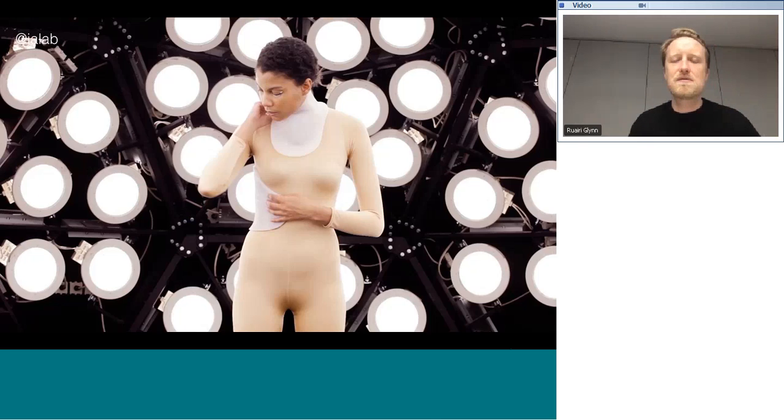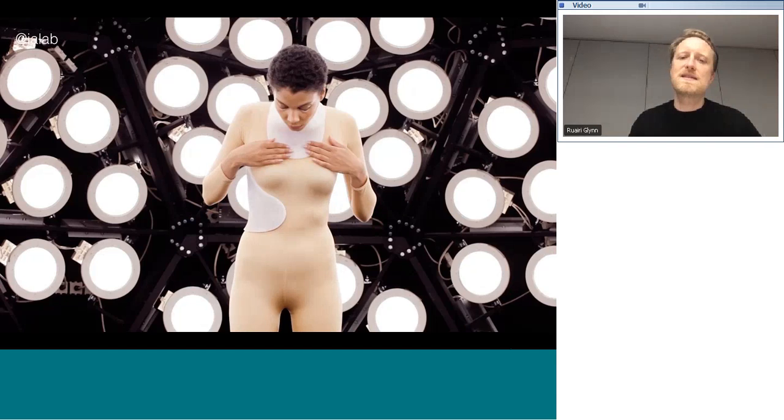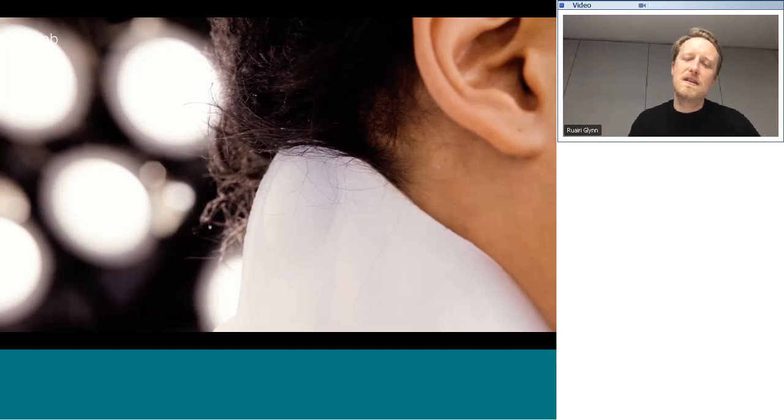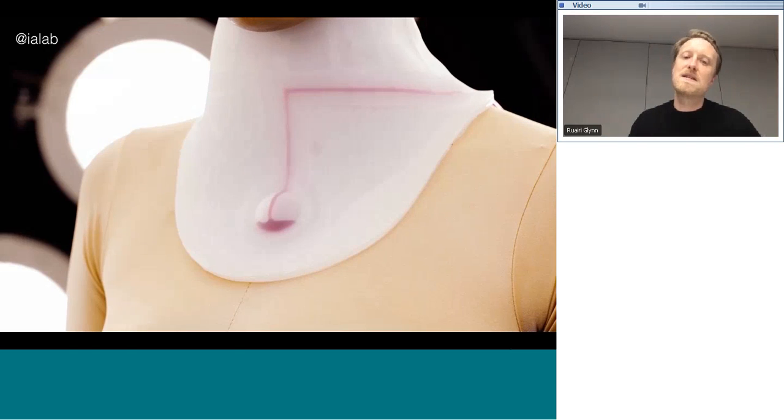We're exploring these for their design possibilities, but we're also exploring the new aesthetics of this and the futures that these might lead to, the kinds of new types of wearables that might exist because of these.